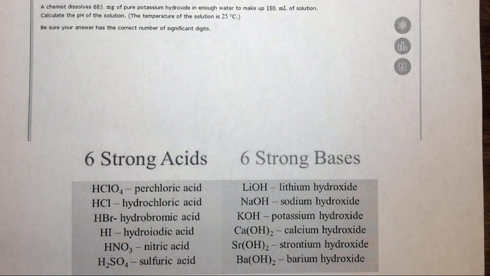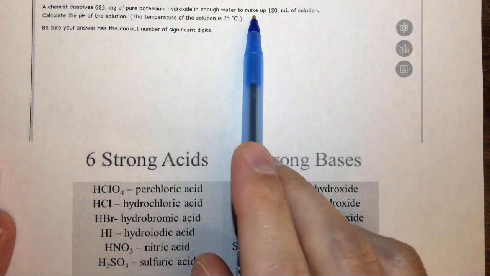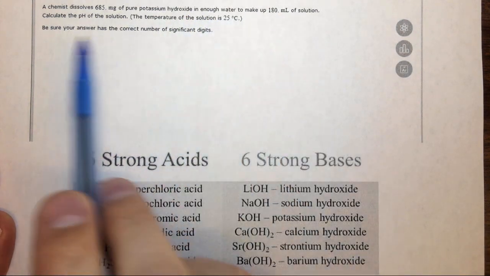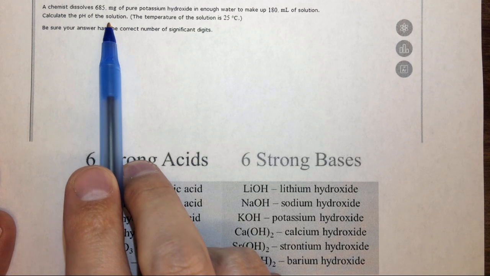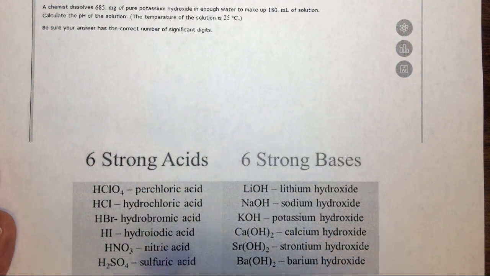This question says, a chemist dissolves 685 milligrams of pure sodium hydroxide in enough water to make up 180 milliliters of solution, and it wants us to calculate the pH of the solution. So the first thing I want to do is look at the equation here.